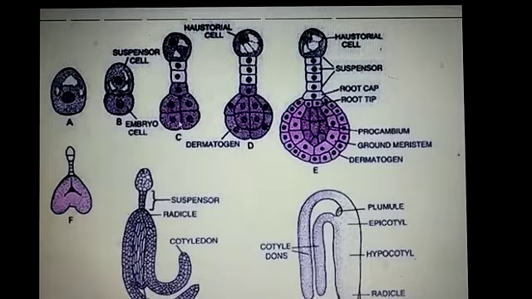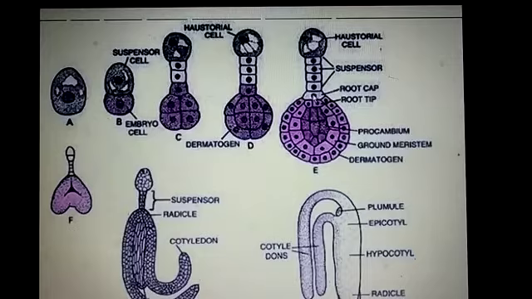First it undergoes longitudinal division, then transverse division, and after that periclinal division. Here, in the periclinal division, the outer layer cells are formed. This is the 4 cell stage, this is the 8 cell stage, and we call it the proembryo. The outer layer is the dermatogen, which forms the epidermis of this embryo, and later on the cotyledons.